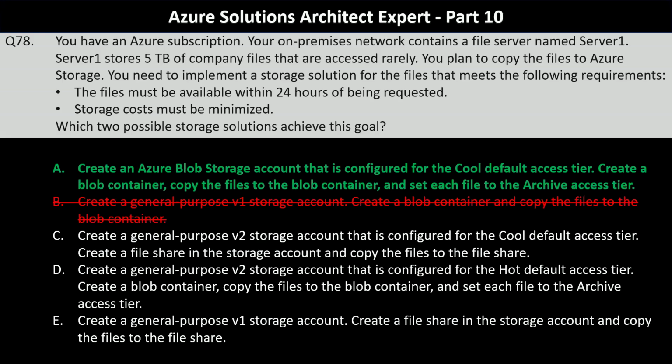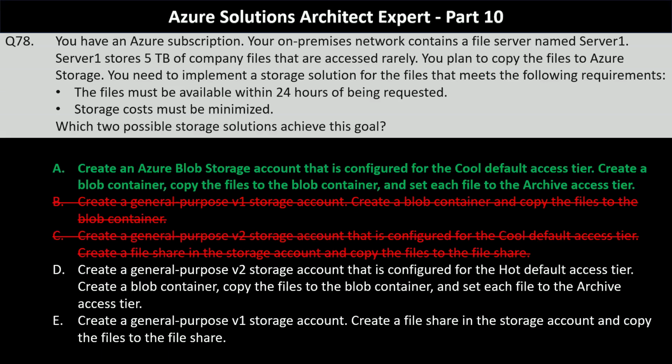Third option includes general purpose V2 accounts, which support access tiers that help reduce storage costs. However, Azure file shares do not support archive tiers, so you would only have access to the hot or cool tiers. While the cool tier offers cost savings, it's not as cost effective as the archive tier for infrequently accessed files, so we can exclude it for now and see if we have a better option.